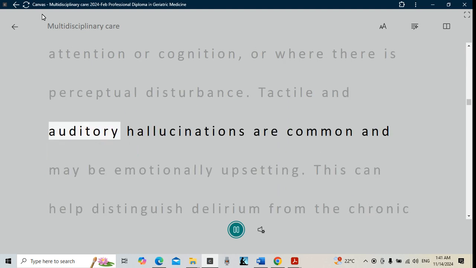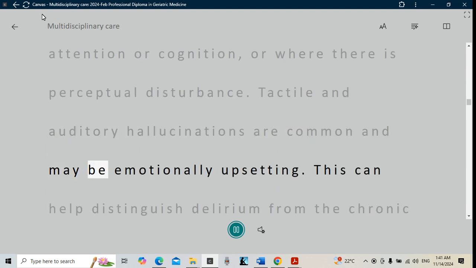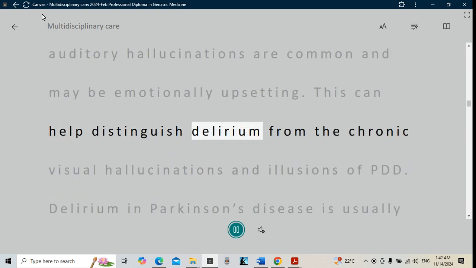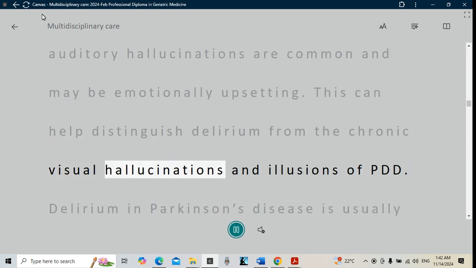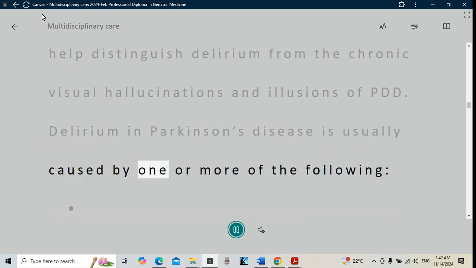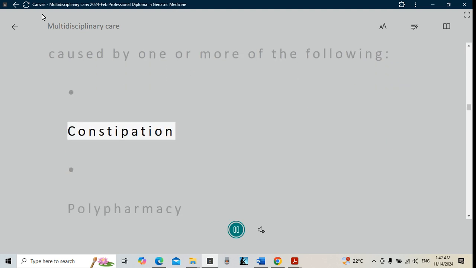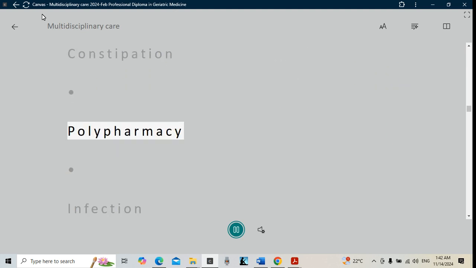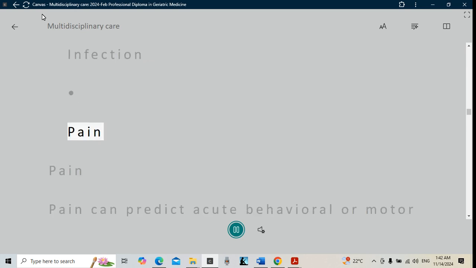Tactile and auditory hallucinations are common and may be emotionally upsetting. This can help distinguish delirium from the chronic visual hallucinations and illusions of PDD. Delirium in Parkinson's disease is usually caused by one or more of the following: constipation, polypharmacy, infection, pain.